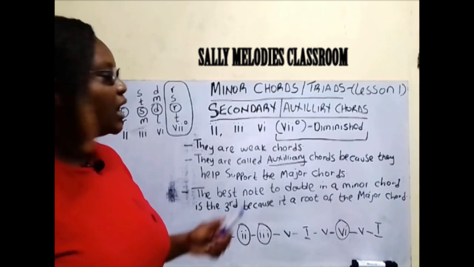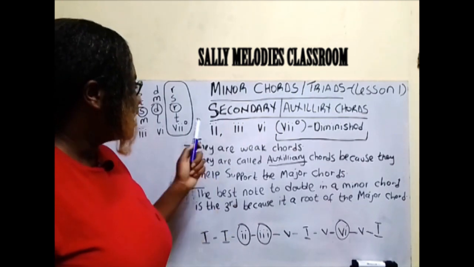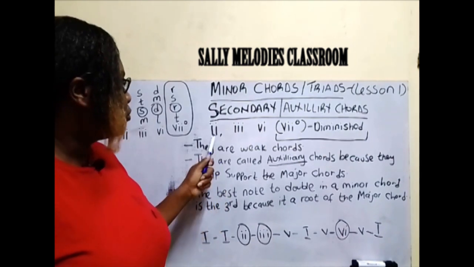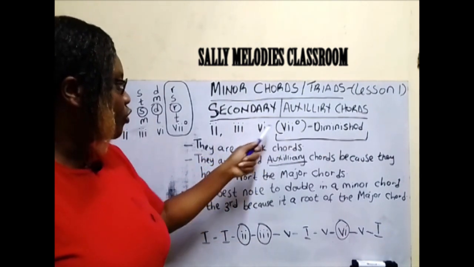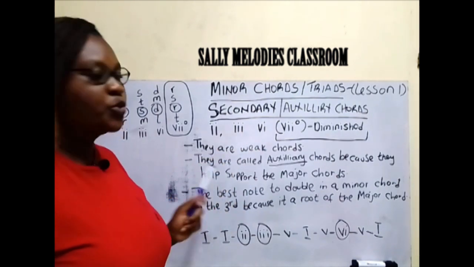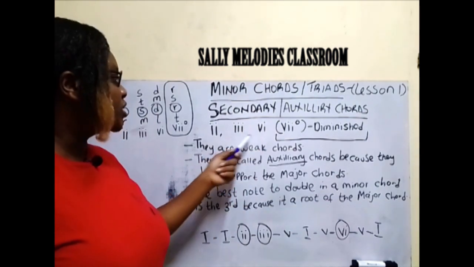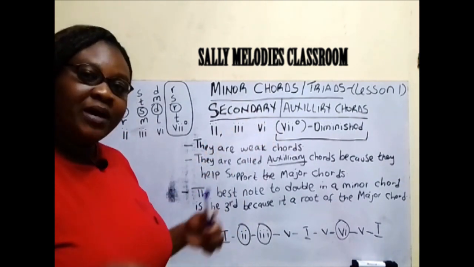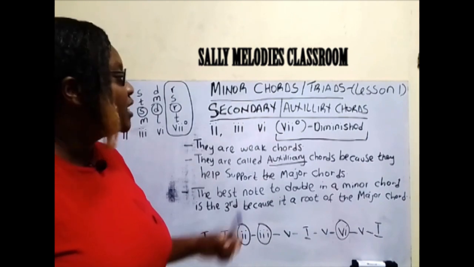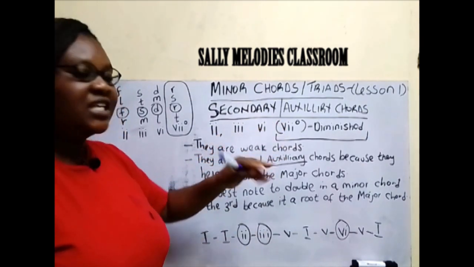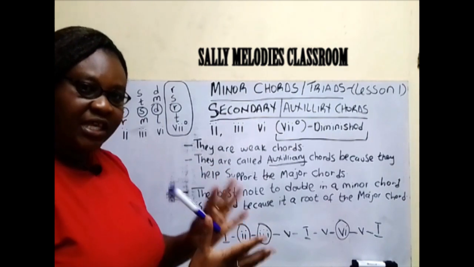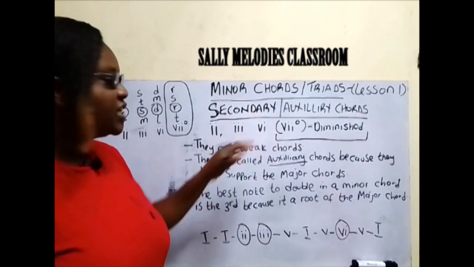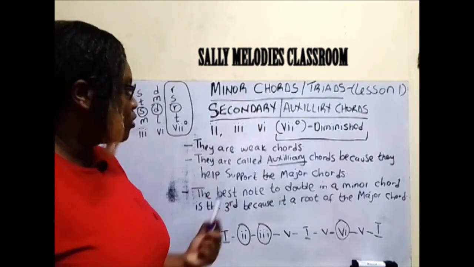What can we say about them? We can say that they are weak chords. You cannot compose using these 4 chords alone. You cannot write a song using these chords alone. You must have the major chords in order to insert these minor chords in between, only to break the monotony and to support the major chords. That is why we say that they are weak chords.